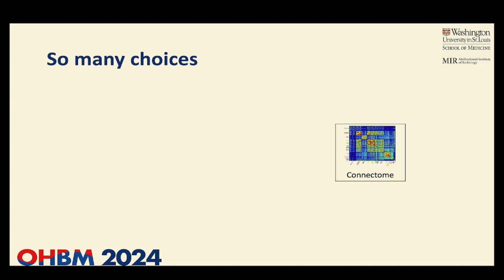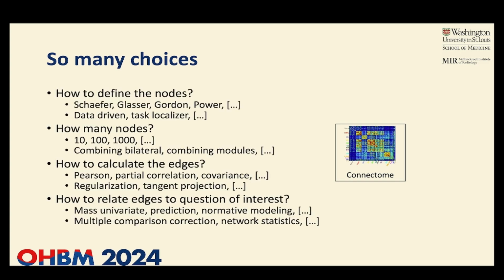Essentially, you select a set of nodes or brain regions, you extract the time course for each of those nodes, and then you estimate some pairwise similarity metric between each pair of nodes. But even within this brain representation, there's quite a lot of choices that we have to make. How do we define the nodes? What parcellation are we going to take? How many nodes are we going to use? How are we going to calculate the edges? And then even later on, how do we relate those edges to the research question of interest? I think that's a topic that Ruby and some other talks this afternoon are going to talk more about.